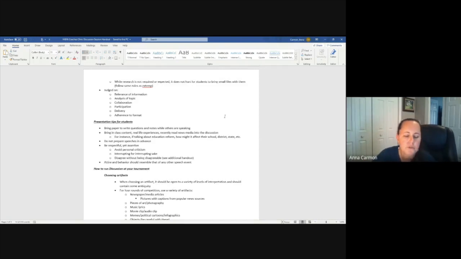And then to be respectful yet assertive. And this one is hard. Students should be told that they should be critiquing other people's ideas, not the individual. I think sometimes when discussions get heated, if we're talking about sensitive topics like gun control or politics, as we move towards the election in November and whatever the outcome of that is, people take their opinions very seriously and our students get heated and I think often attack each other and not the ideas.